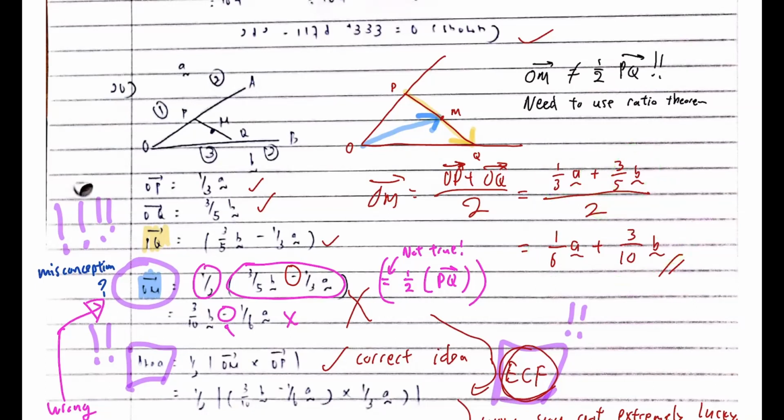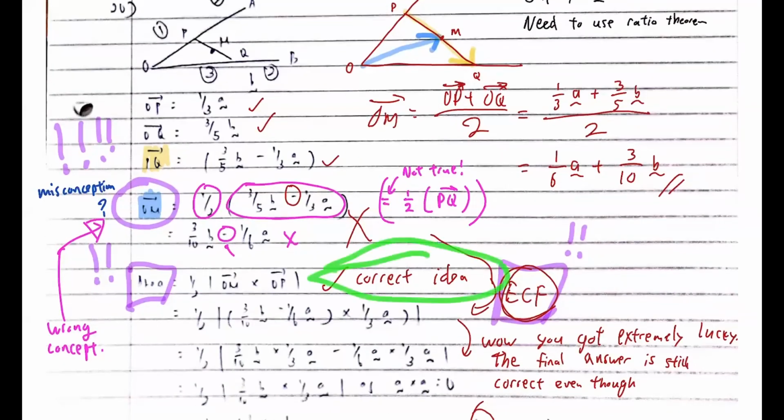Okay, and not done yet. Now you want to show that the area of triangle OMP can be written as K times the modulus of A cross B, where K is a constant to be found. Your idea is correct. It's just that your OM is wrong. Use the correct OM and do your own correction. You will get the correct answer.